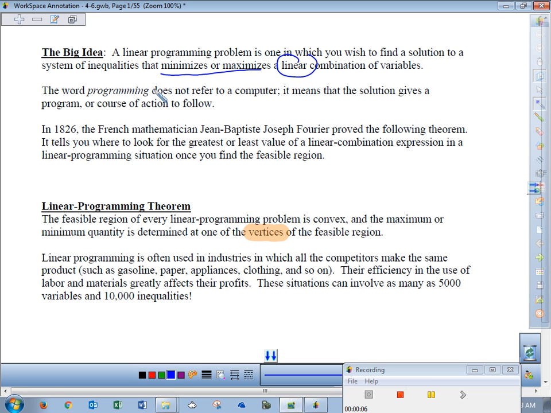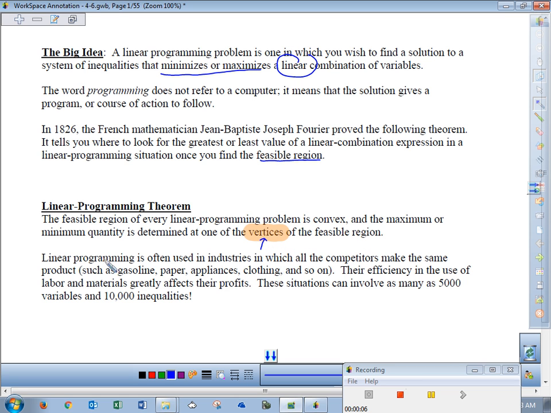So when they say linear programming, it's not like they're talking about a computer, though. It gives a solution to a program, or like a course of action to follow. So back in the day, Jean-Baptiste Joseph Fourier proved this theorem called the linear programming theorem. It says that you can find either the maximum or the minimum of a linear combination once we find the feasible region, which is what we did last time, that area that we highlighted. So the feasible region of every linear programming is going to be convex, and the maximum or minimum is going to be at one of those vertices of the feasible region.